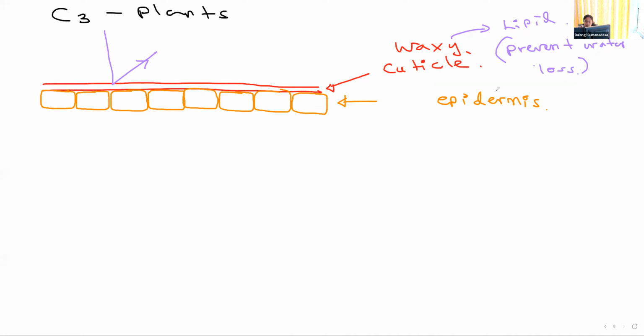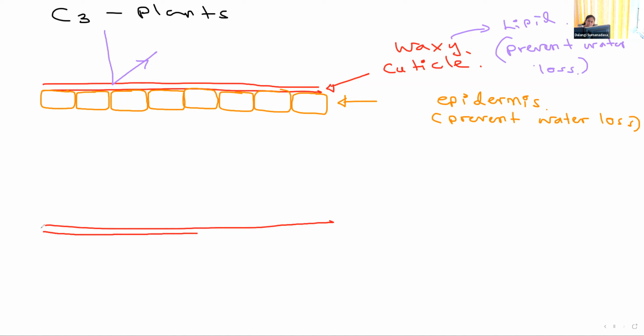Right, so write it down. The epidermis is also going to prevent the water loss. So these two cell layers are going to be present at the bottom of the leaf as well. So can you draw a thin cuticle and an epidermis again at the lower surface of the leaf?